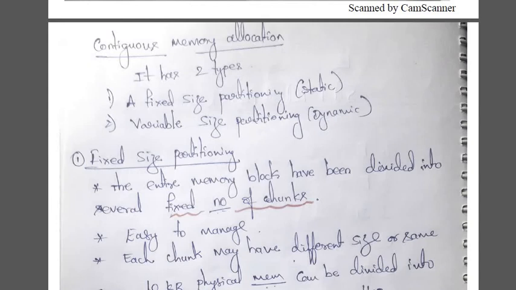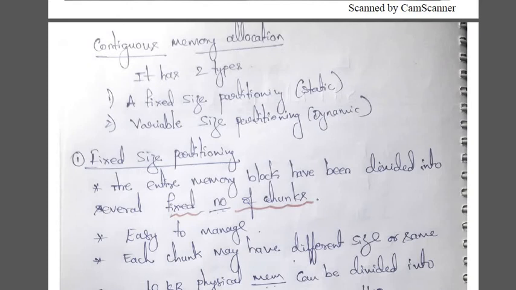Suppose you have a memory, the physical memory with you. Instead of just allowing the process to enter wherever it wants, we are going to divide that entire memory into a number of chunks. The number of chunks is fixed. So if a process arrives asking for some KB of memory, it would be accommodated in a possible chunk which is available at that moment. That is the fixed size partitioning.